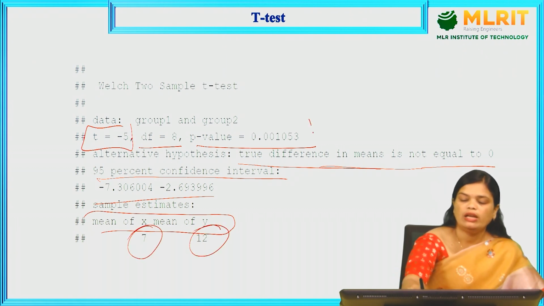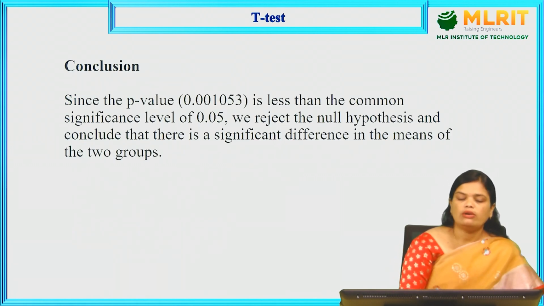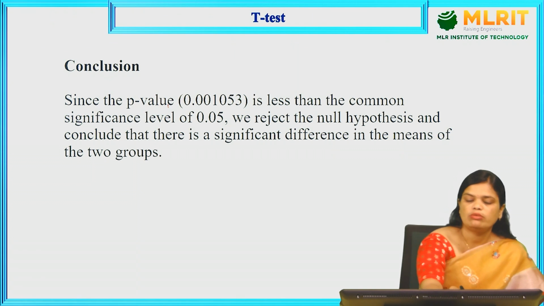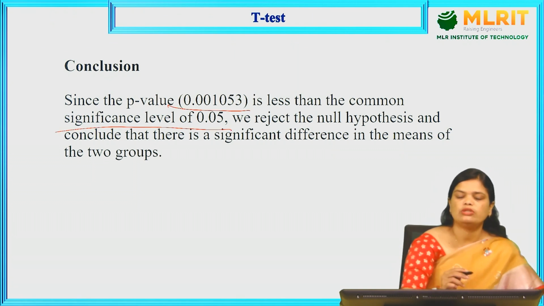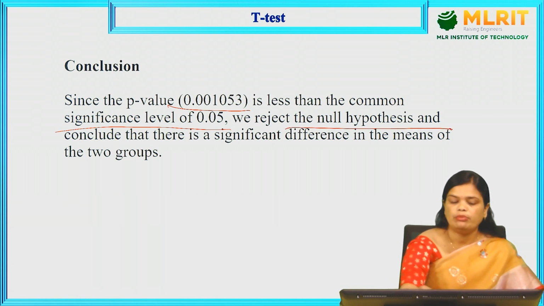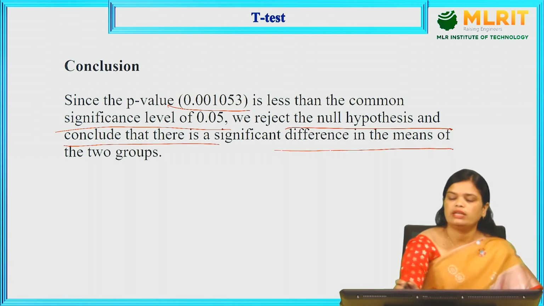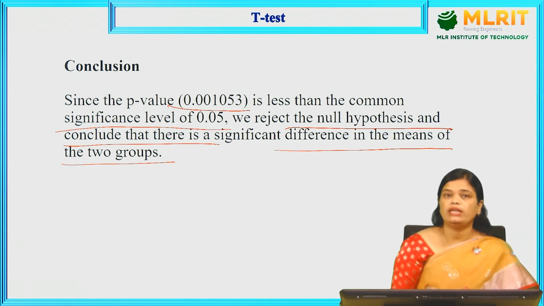Depending on the p value, we will decide the hypothesis. Look at the conclusion. As the p value we have got, 0.001053, is less than the common significance level 0.05, that is the threshold value of p, we reject the null hypothesis and conclude that there is a significant difference in the mean of two groups. So these t-tests can be applied to very small examples, to very big real-time examples that impact our lives.